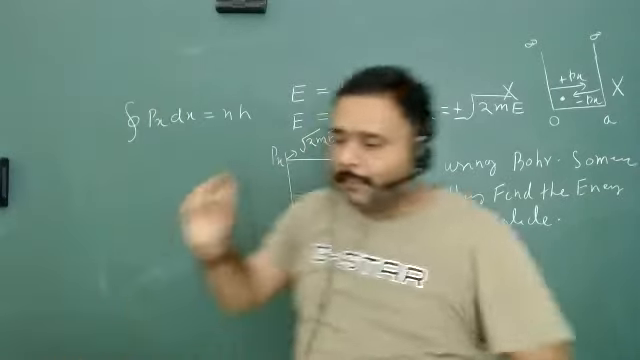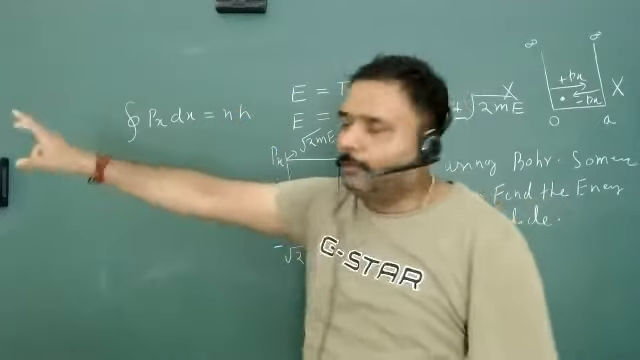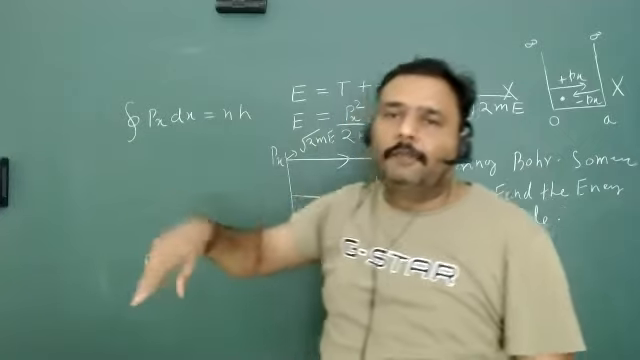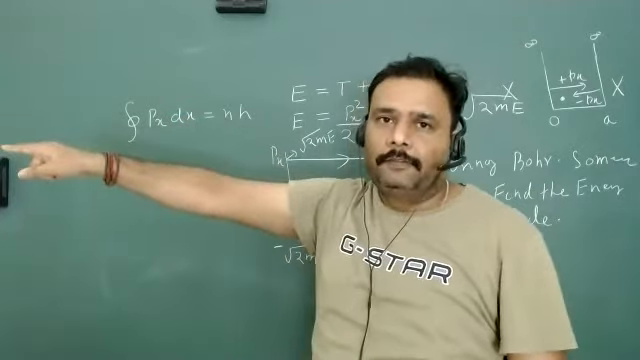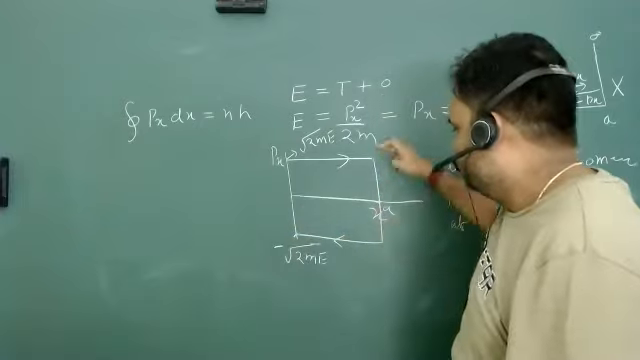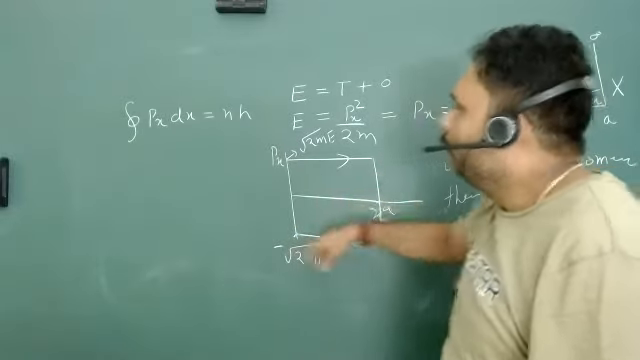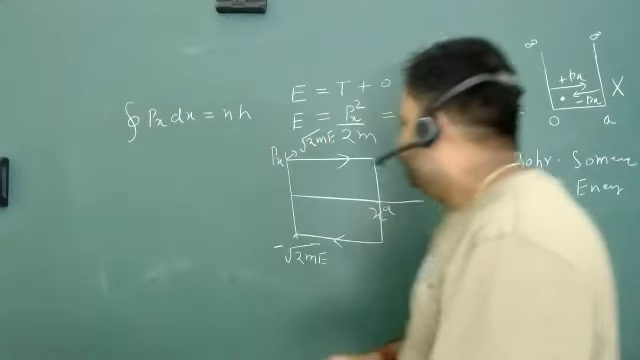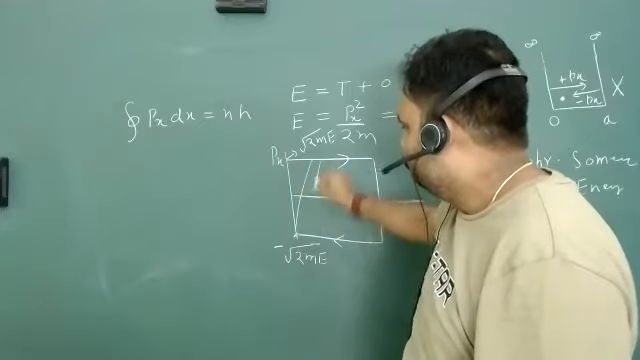If you throw a ball at the wall with momentum p, after the collision, what will be the change in momentum? 2 times whatever momentum you sent. So look at this, the change in momentum is 2 times. This is px and this is 2px. So if you calculate the closed-curve area under pdx, what will this area be? This is the area.